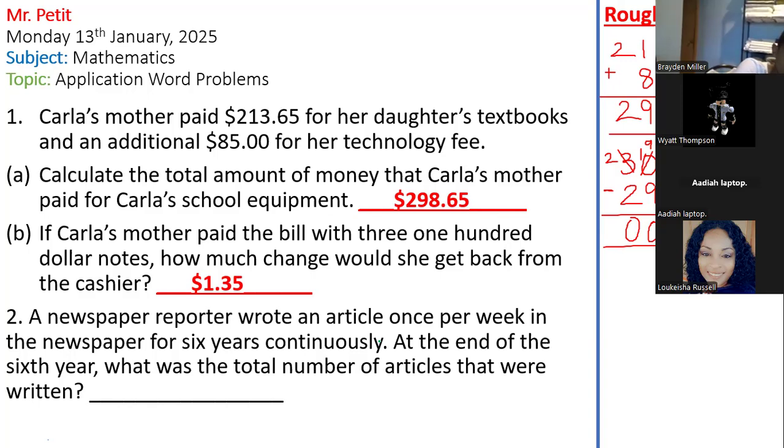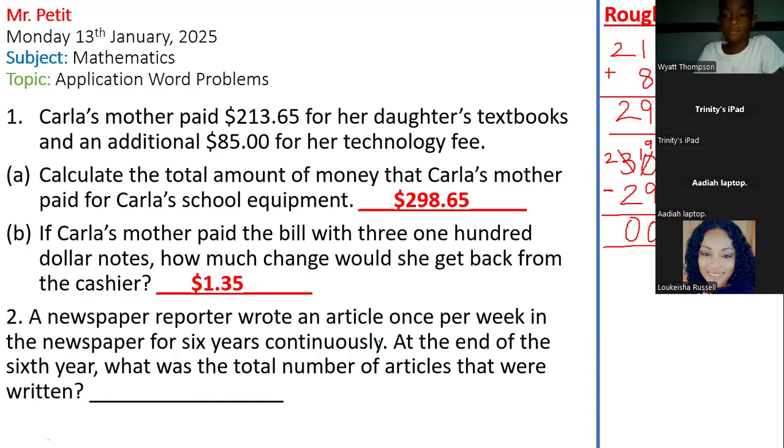Are you reading the question? Yes, sir. Read the question for me. A newspaper reporter wrote an article once per week in the newspaper for 6 years constantly. At the end of the 6th year, what was the total number of articles that were written?